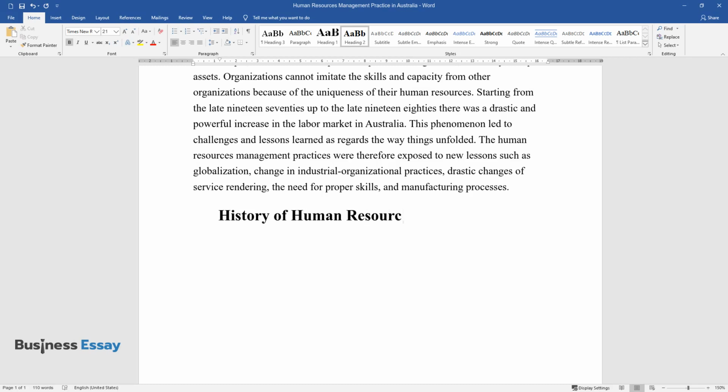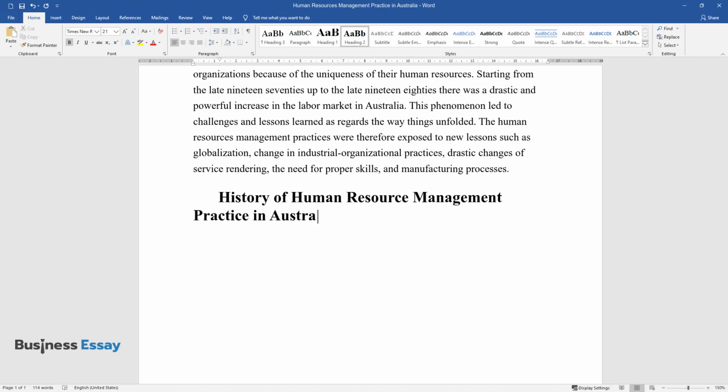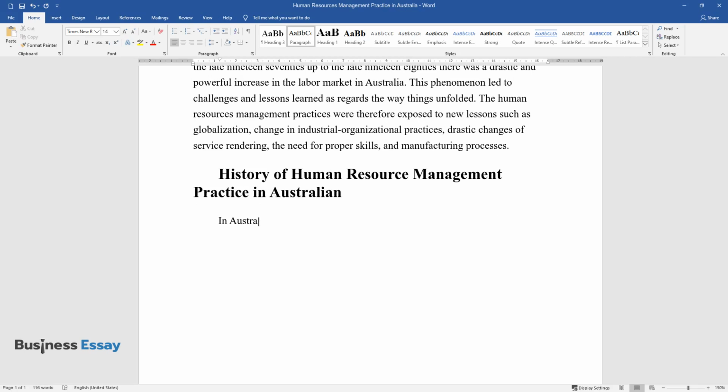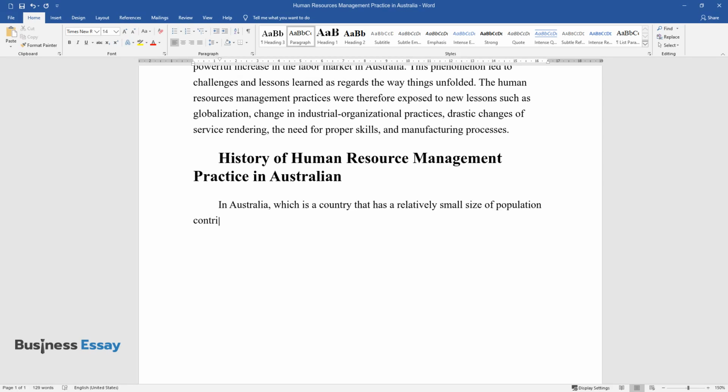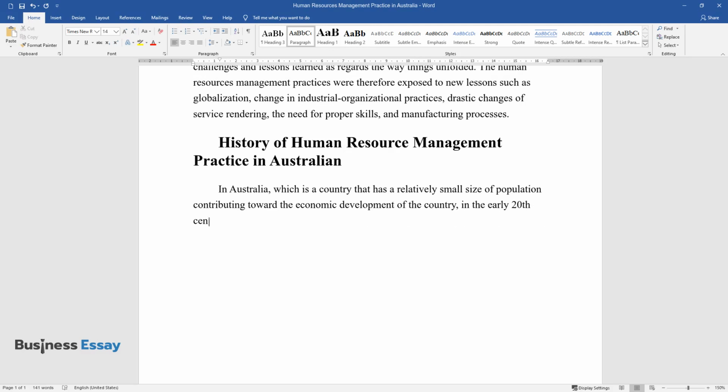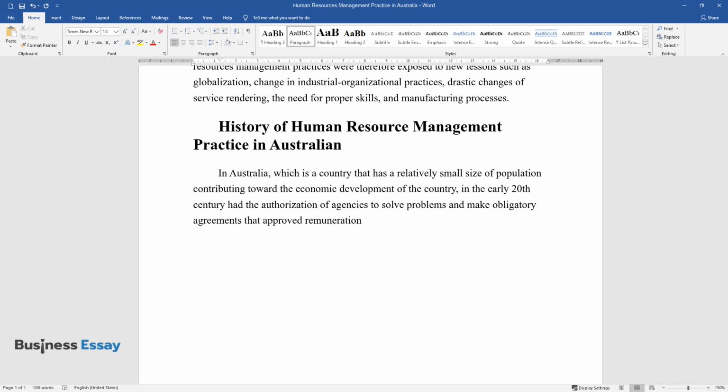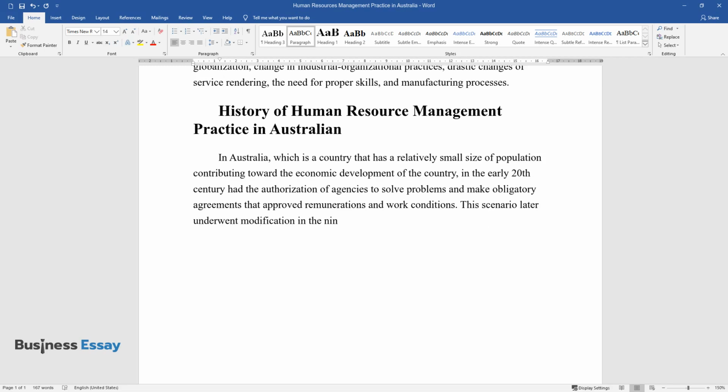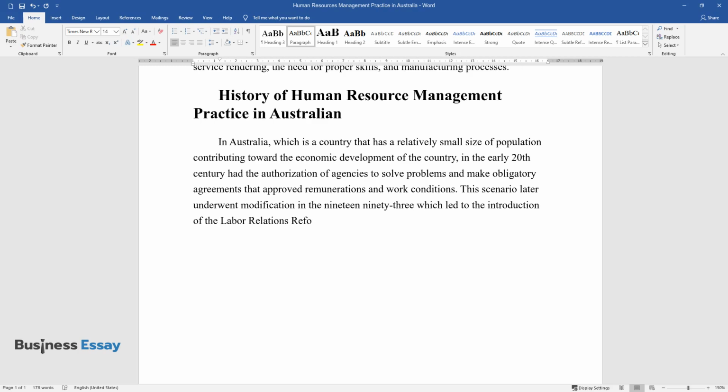History of Human Resource Management Practice in Australia. Australia is a country with a relatively small population contributing toward the economic development of the country. In the early 20th century, it had the authorization of agencies to solve problems and make obligatory agreements that approved remunerations and work conditions. This scenario later underwent modification in 1993, which led to the introduction of the Labour Relations Reform Act.